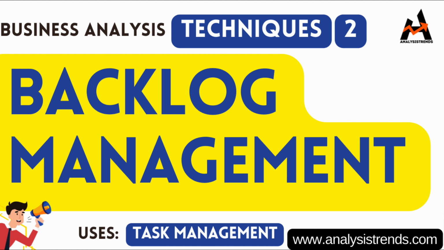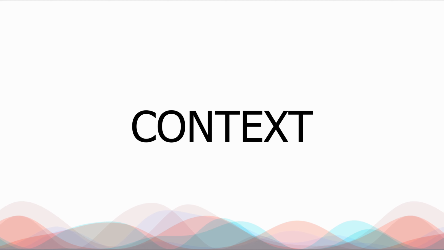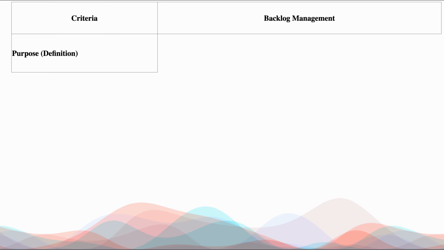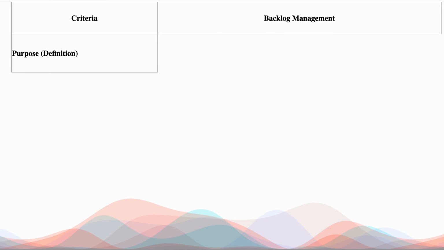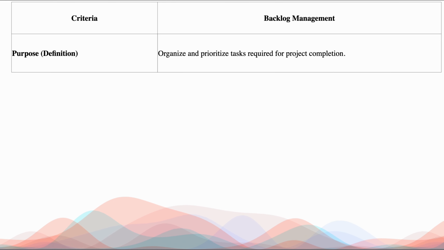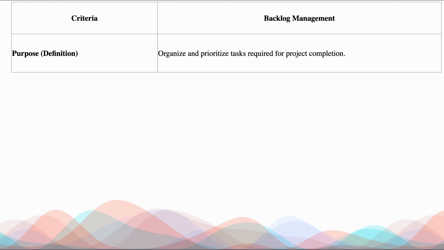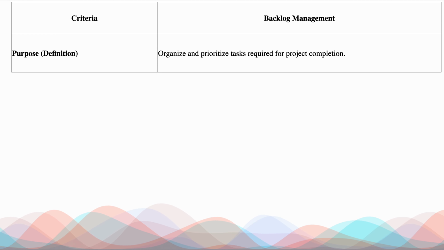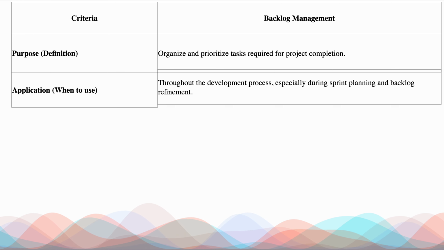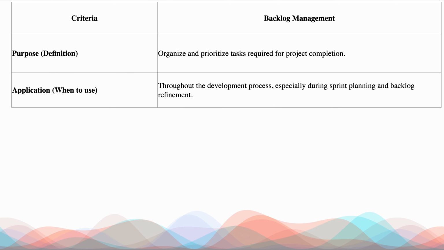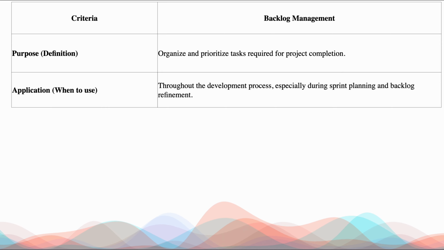Okay, so let's move forward, and in this video we are going to discuss the context of what exactly backlog management is, and then we'll look at each of them with a meaningful justification and compare that with an example. The purpose or the definition of backlog management is to organize and prioritize tasks required for project completion. When to use: throughout the development process, especially during sprint planning and backlog refinement.